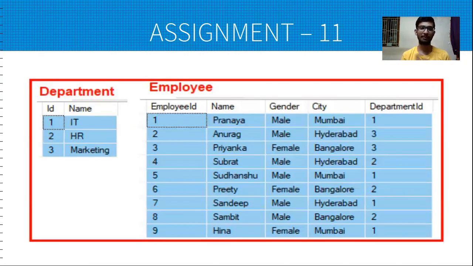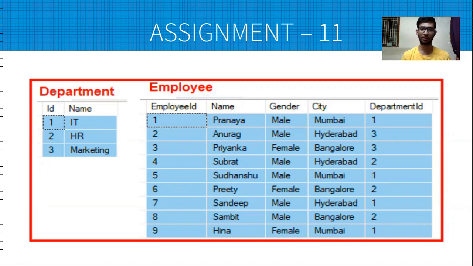Here I have the department table as well as the employee table. See here, the department has IDs 1, 2, 3 and names IT, HR and marketing. The employee table has employee ID, name, gender, city and department ID. First, let us understand what a primary key is. A primary key is a database key which uniquely identifies the records in a table. So here, employee ID is the primary key of the employee table and ID is the primary key of the department table. Since it uniquely identifies each and every record of the database, it is called the primary key.